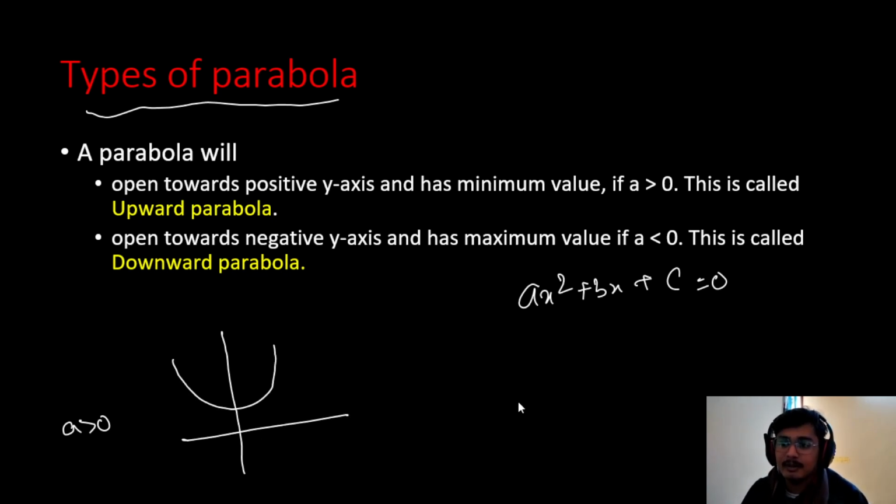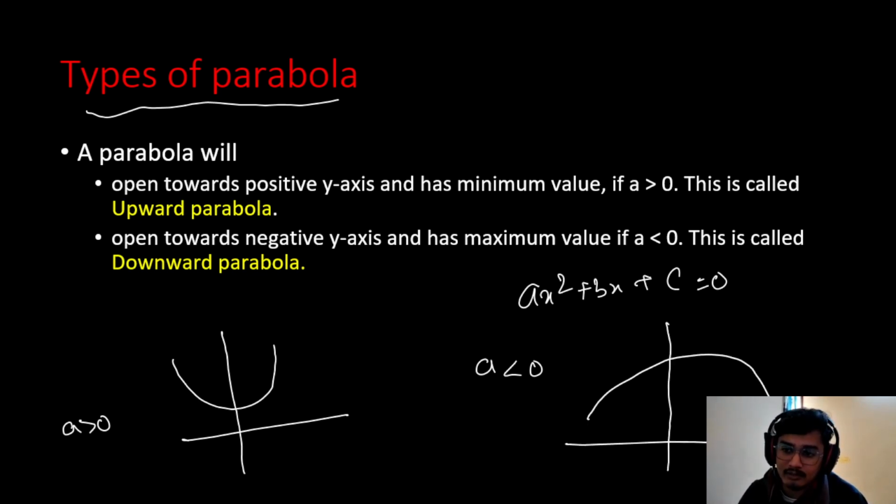If a is less than 0, that is, the coefficient of x² is negative, we will get a downward-facing parabola. So our parabola will be something like this. And for a greater than 0, our parabola will be something like this. So these are the two types we will get.